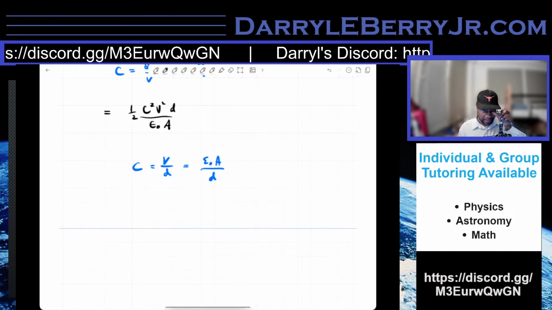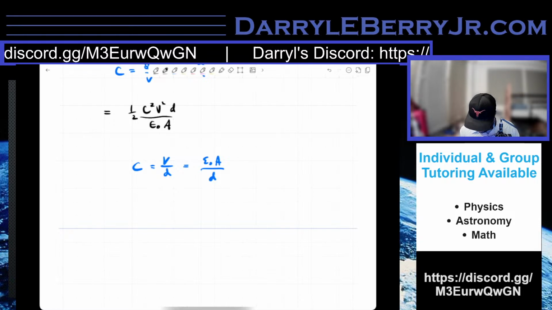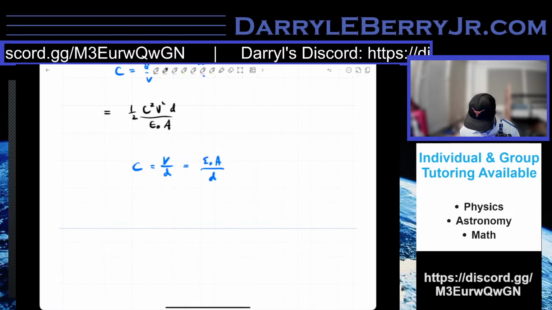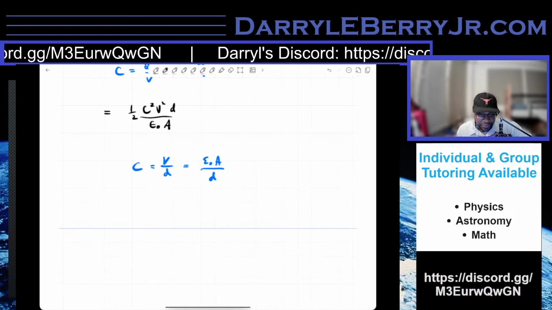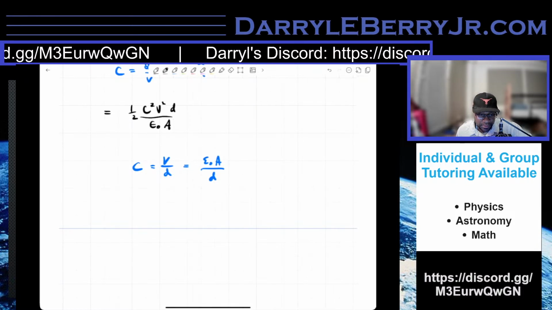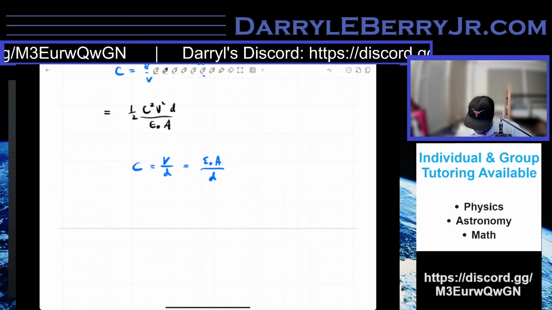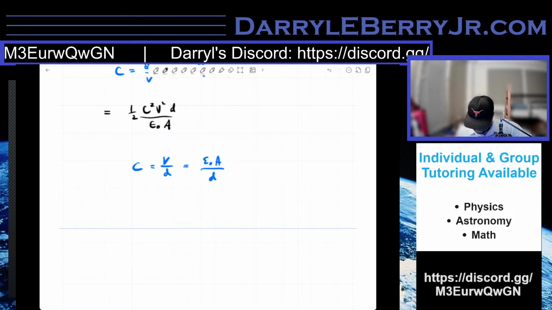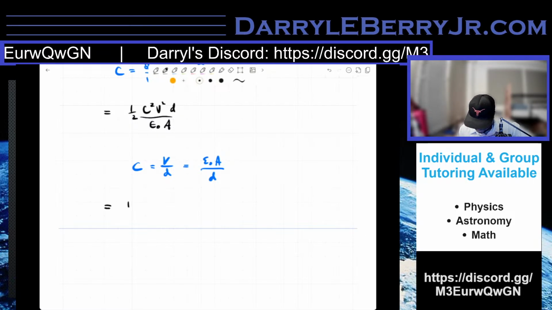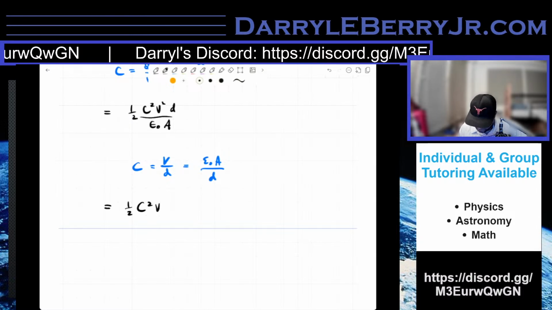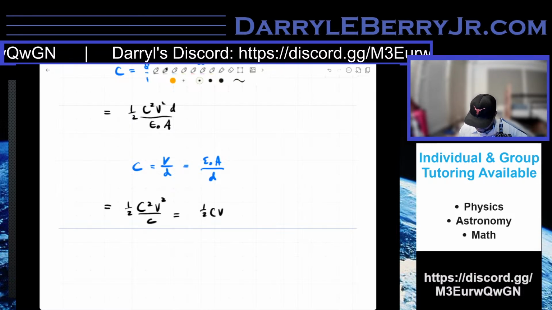So we have... let me remind myself how I substituted this one in. Oh, I see. So we have epsilon naught A over D. That's C in the denominator. So we end up with 1/2 C squared V squared over C. So that equals 1/2 C V squared.